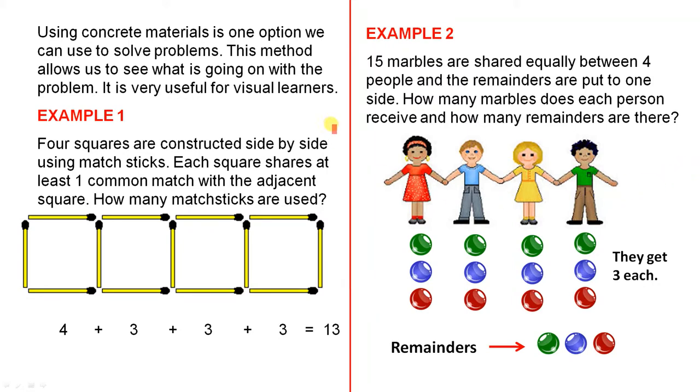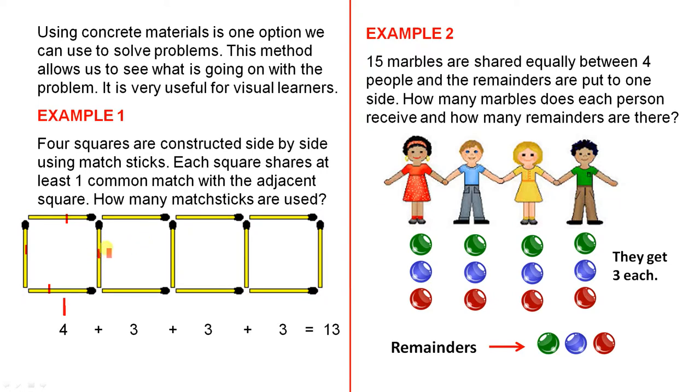Example 1. 4 squares are constructed side by side using matchsticks. Each square shares at least one common match with the adjacent square. How many matchsticks are used? Well, if we take the first square, forget about all the others, we can see that you definitely need 4 matchsticks. So there's the 4 there.